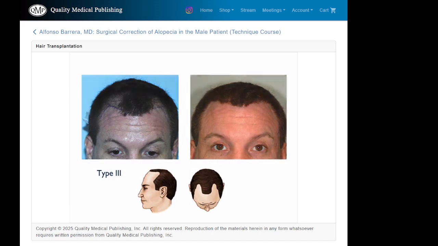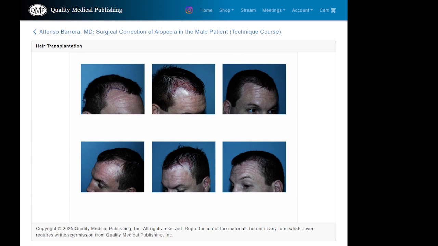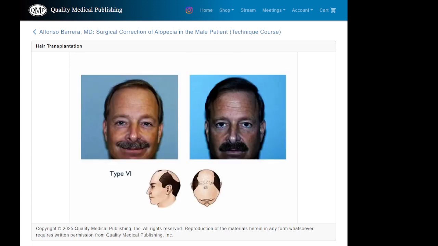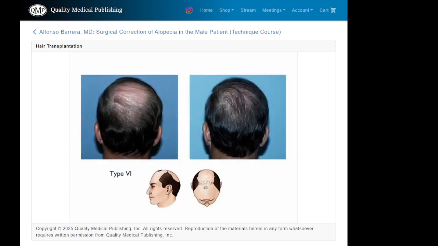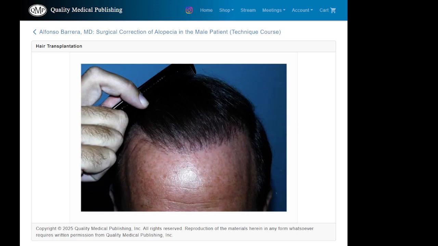This 37-year-old man presented with type 3 male pattern baldness. The patient is seen 1 year after 2,450 grafts were transplanted in 2 sessions. This 53-year-old man presented with type 6 male pattern baldness. The patient is seen 1 year after 2,040 follicular unit grafts were transplanted in a single session. Notice the significant rejuvenation and overall aesthetic improvement.